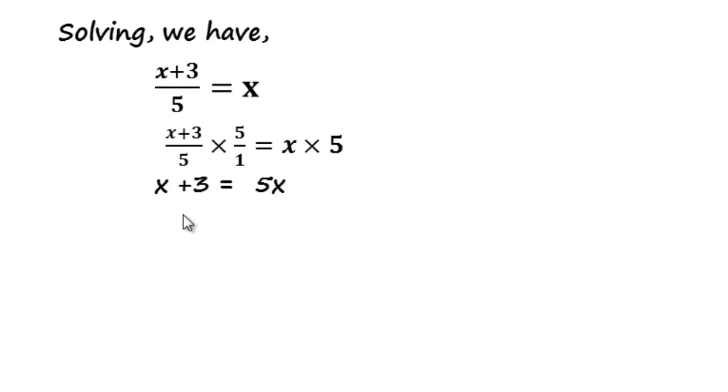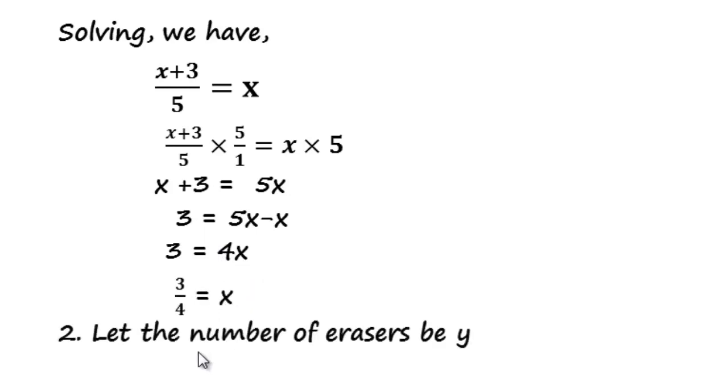Now bring x back to his friend, and 3 remains alone, which is 5x minus x, which is 4x. So 3 equals 4x. Make x the subject of the formula. x is now going to be 3 divided by 4. Are you seeing it now? Now let's go to number 2.